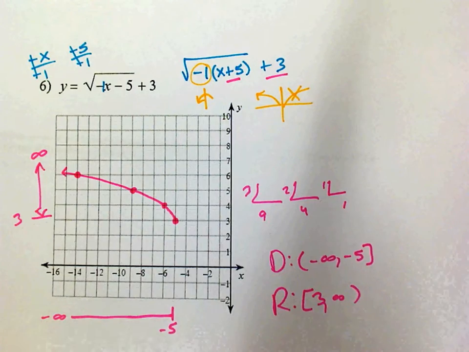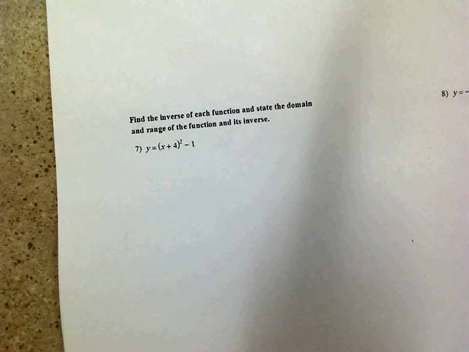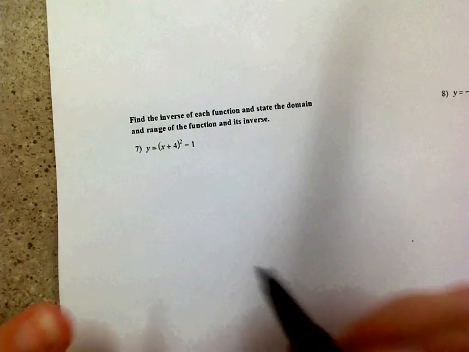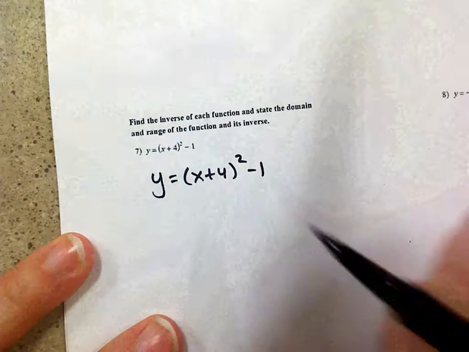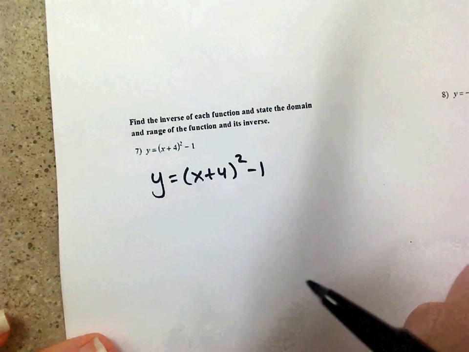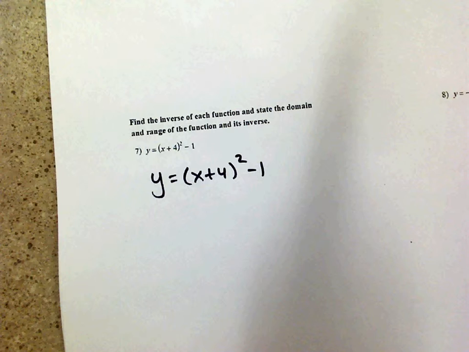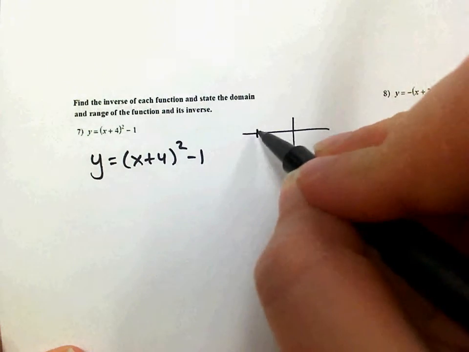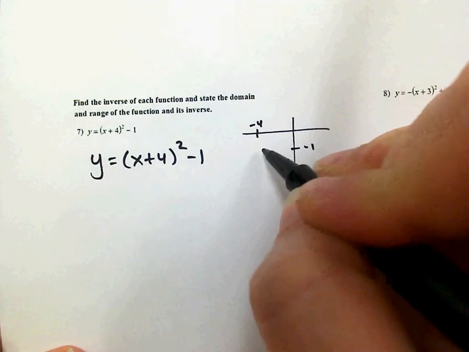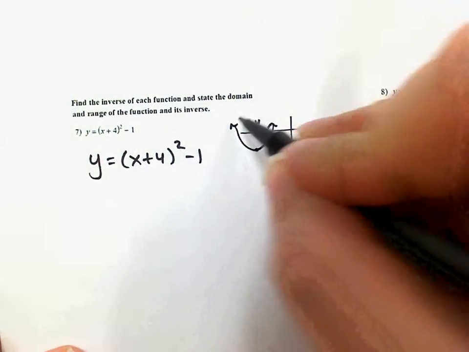Let's talk about inverses. So I have y equals (x plus 4) quantity squared minus 1. You're starting with a full parabola, and the idea is to find the inverse and its domain and range. So first I'm just going to sketch that parabola. It's a parabola shifted to the left 4 and down 1. So left 4, down 1. There's my parabola, and then I have to figure out its domain and range.